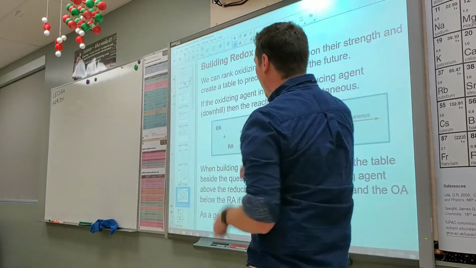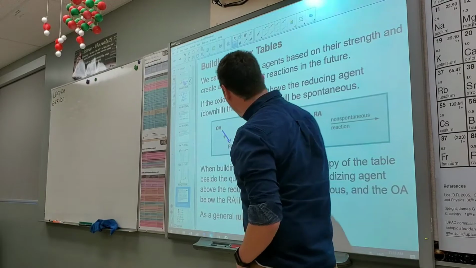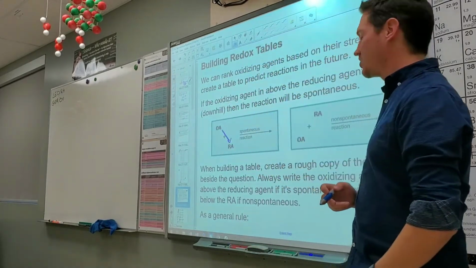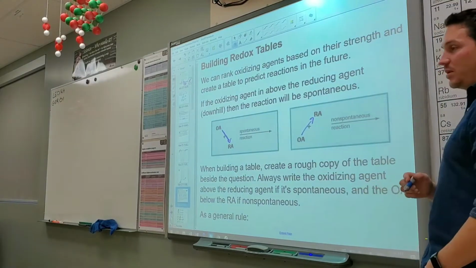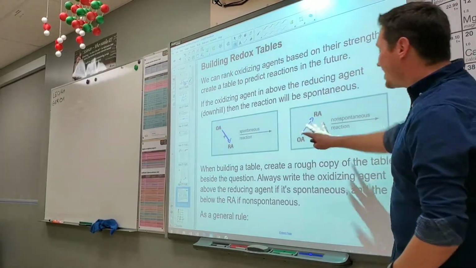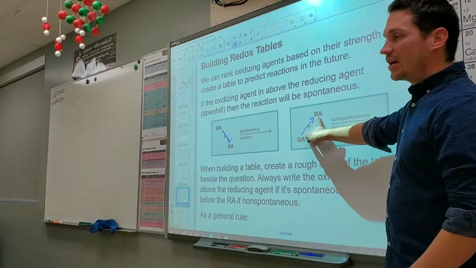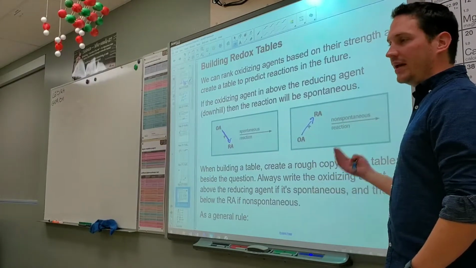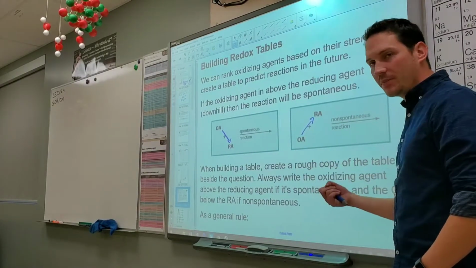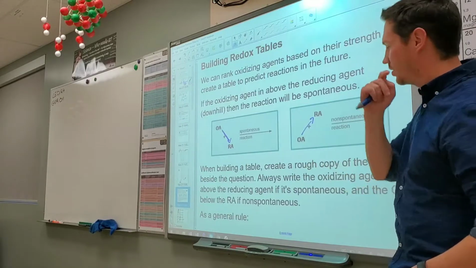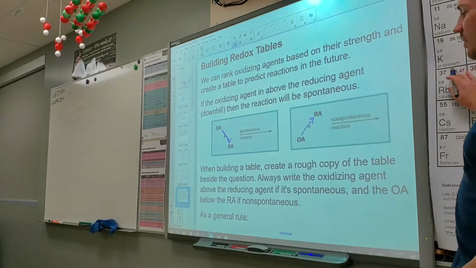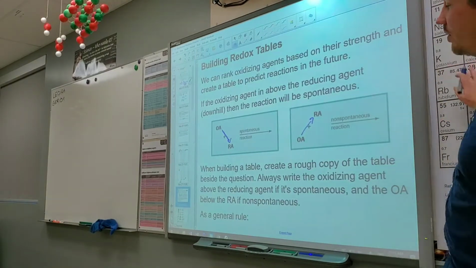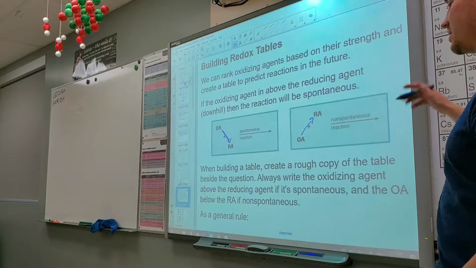Let's try this. Whenever you have a downhill reaction, you will get a spontaneous reaction. Whenever you have an uphill reaction, you will get a non-spontaneous reaction. Now, that doesn't mean non-spontaneous reactions can never go forward. It just means we need to do something to force that reaction to go forward. When building a table, create a rough copy of the table beside the question. If we're building a redox table, always write the oxidizing agent.